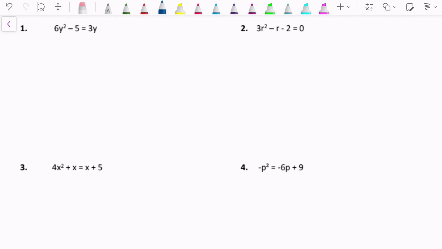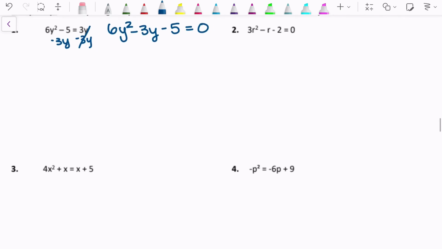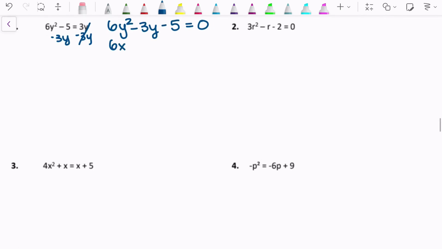And so I'm going to start by rewriting this. I'm going to take this 3y to the other side. And so I'm just rearranging it so that it's 6y squared minus 3y minus 5 is equal to 0. And you could pretend that those are x's if you want. So I might even just rewrite this again underneath. Same thing.